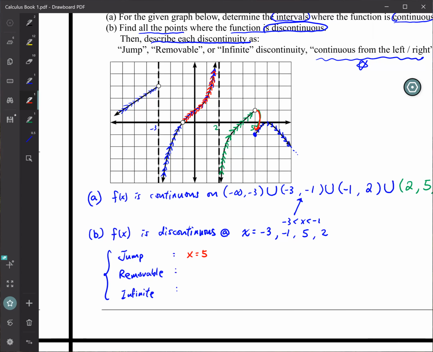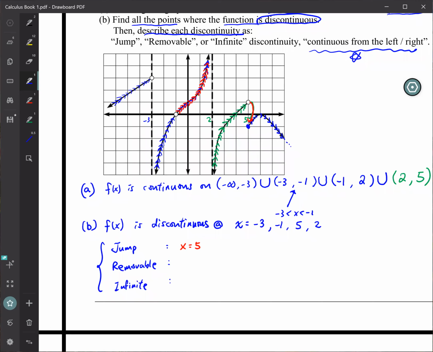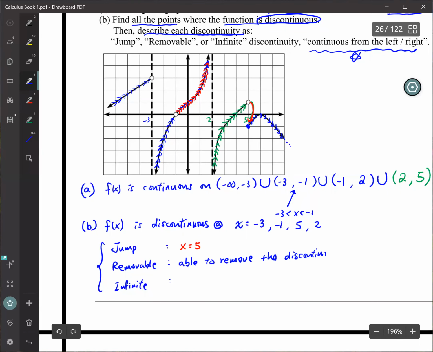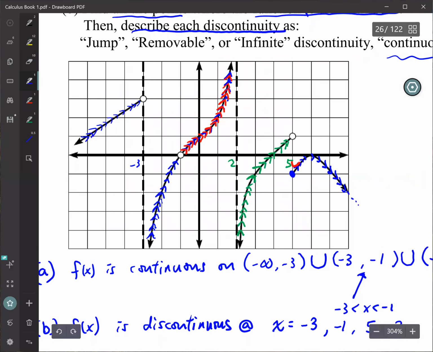And then removable means able to remove the discontinuity, meaning you are able to make it continuous. For example, like the jump, if I want to make it continuous, let me zoom in, I can draw this and then connect, right? But then it won't be a function anymore, because for it to be a function, every x can only have one y. So you cannot make it continuous.